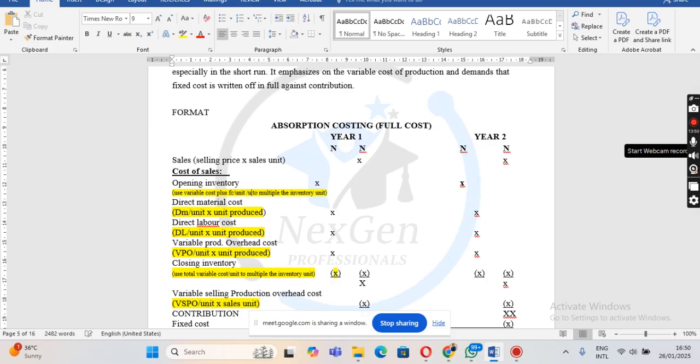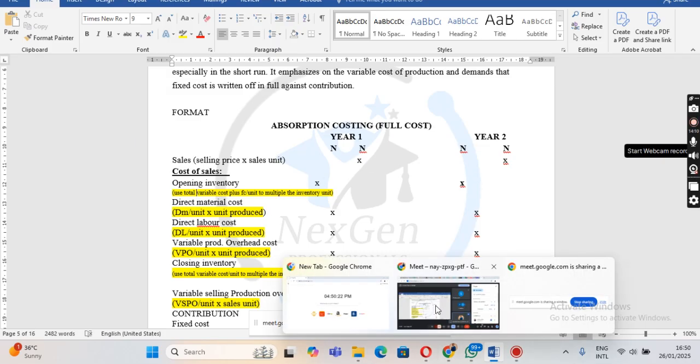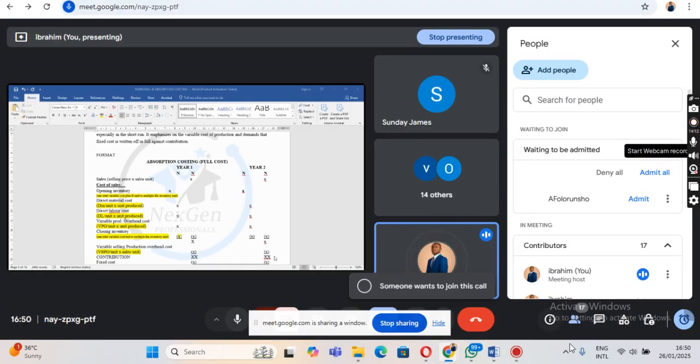Okay, class, are we still together, please? Now, use variable costs per unit. Let's say total variable cost per unit. Let me put it there so that you will see it as total variable cost. Use total variable cost per unit plus your fixed cost per unit, class.